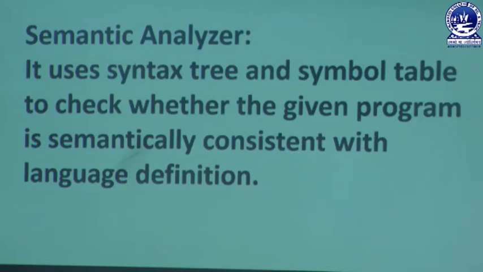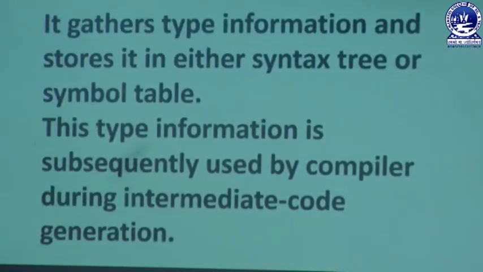What is the meaning of semantic analyzer? We know that the compiler is software, and that part of the compiler which performs the operation of semantic analysis is called the semantic analyzer. It uses the syntax tree and symbol table to check whether the given program is semantically consistent with the language definition or not. It gathers type information and stores it in either the syntax tree or the symbol table. This type information is subsequently used by the compiler during intermediate code generation.